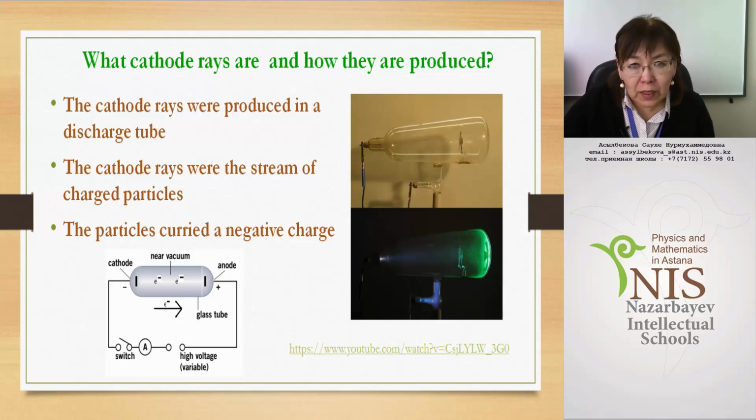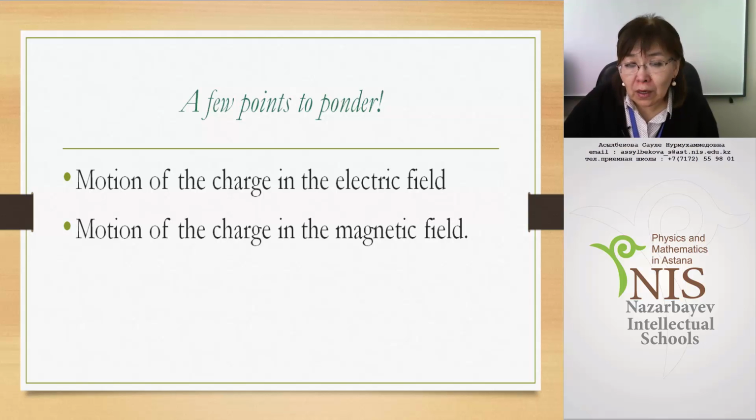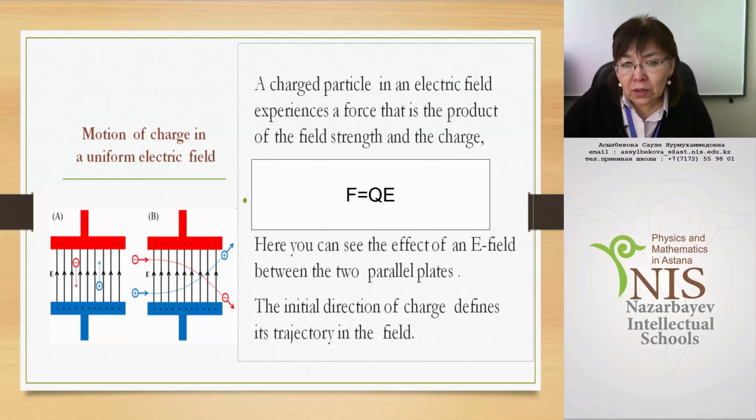So we have to recall some very important things to go further in our consideration. These are two topics: motion of a charge in an electric field, and motion of a charge in a magnetic field. A charged particle in an electric field experiences a force equal to the product of the field strength and the charge. The formula is F = QE.